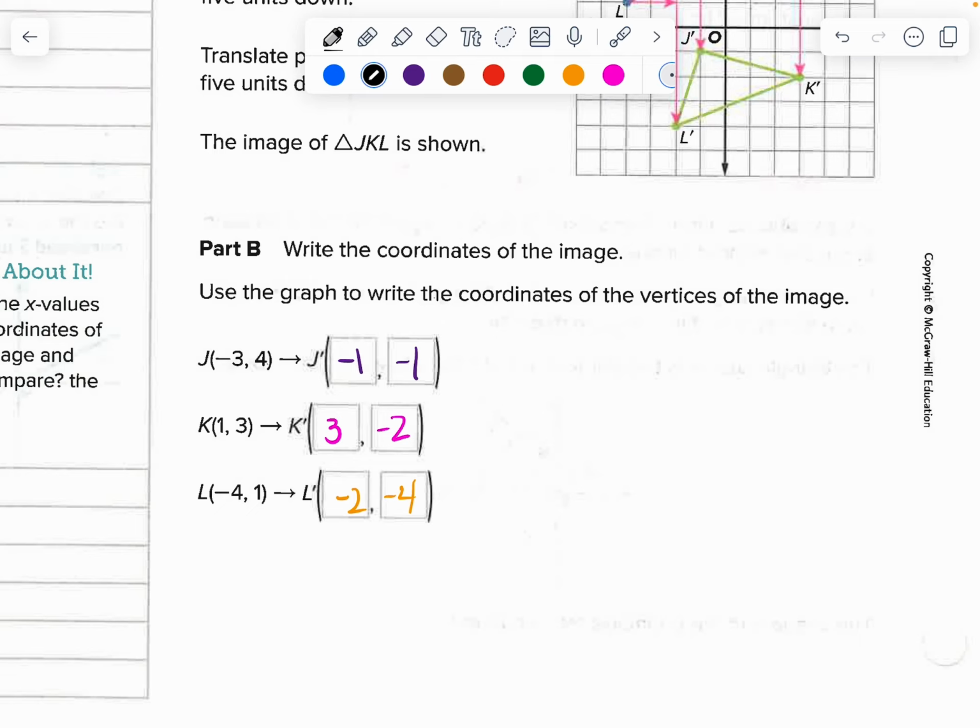Okay, so this is not in the book, but I am going to go over this real quick. In order to go from -3 to this right here, we added 2. So we took the x and we added 2. Then to go from 4 to -1, we subtracted 5 from the y. And that is my rule.